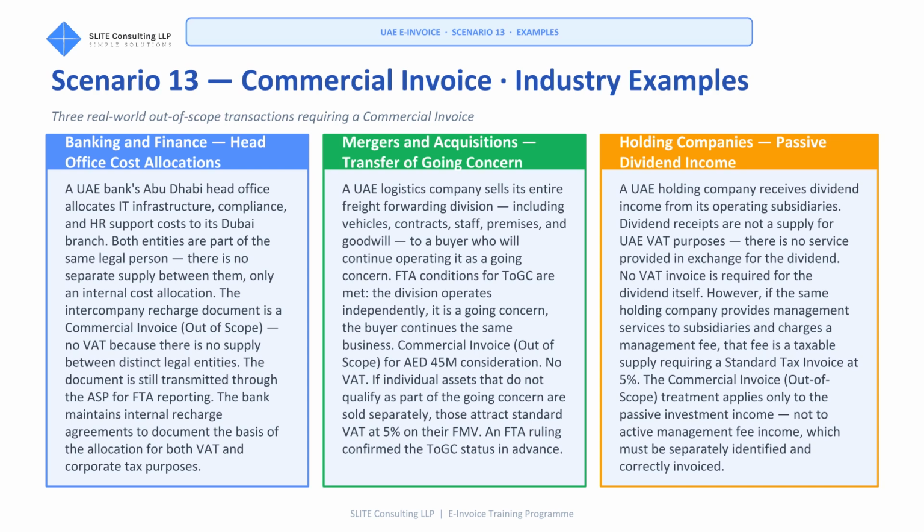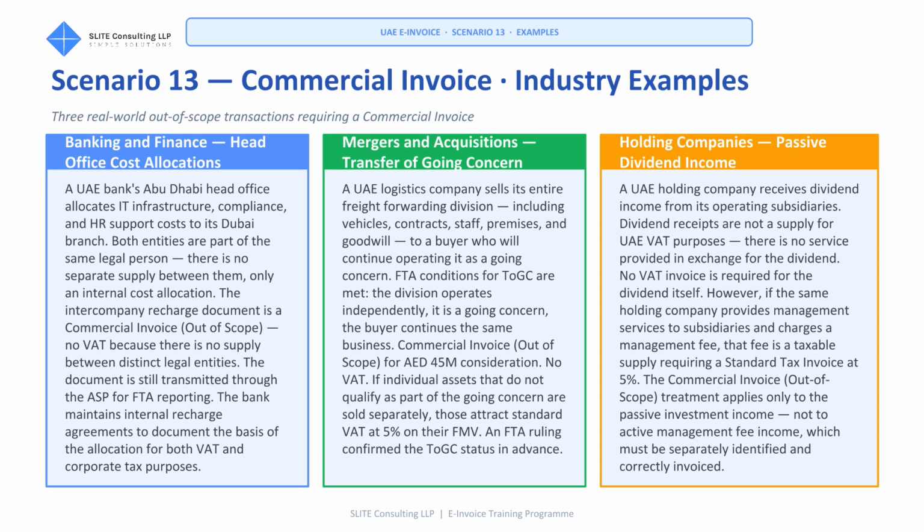Third, holding companies. Passive dividend income from operating subsidiaries. Not a supply for UAE VAT purposes. No invoice required for the dividend itself. But active management fees from the same holding company are a taxable supply at 5%, separately invoiced. The commercial invoice treatment applies only to passive income.